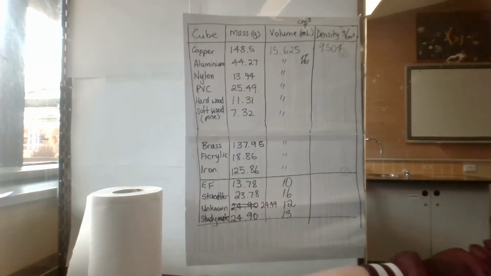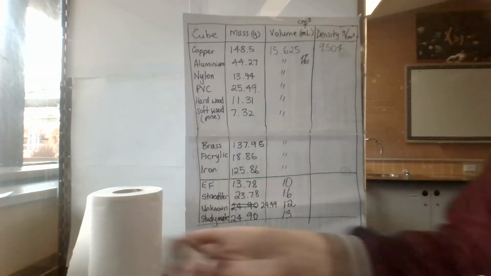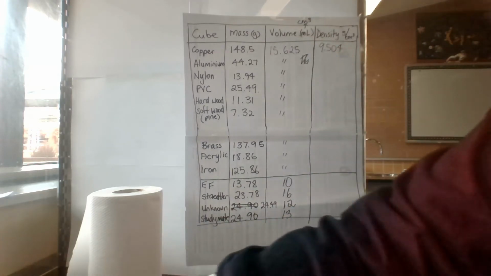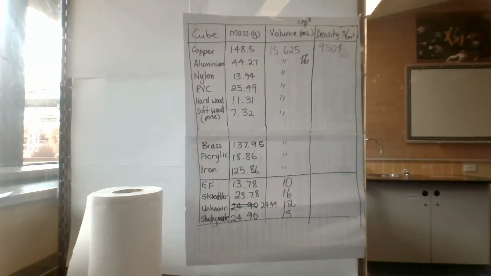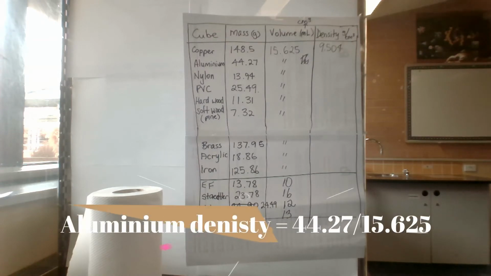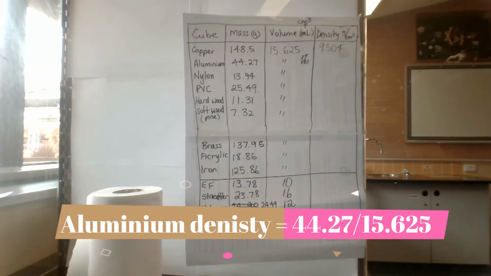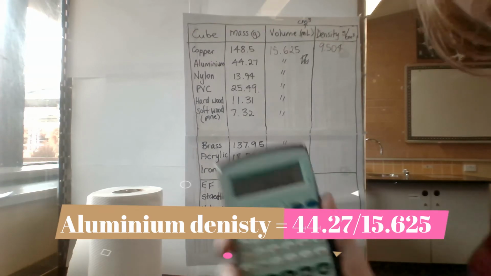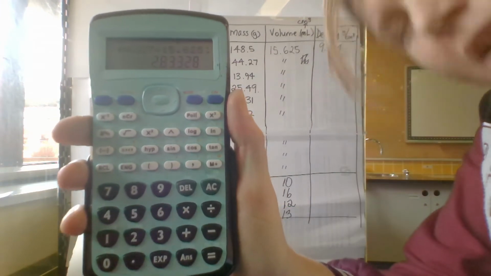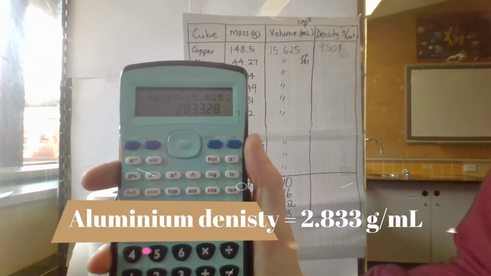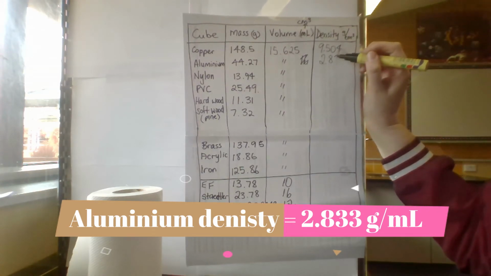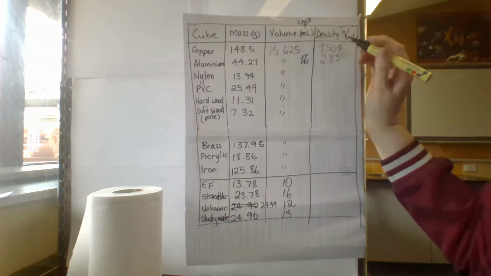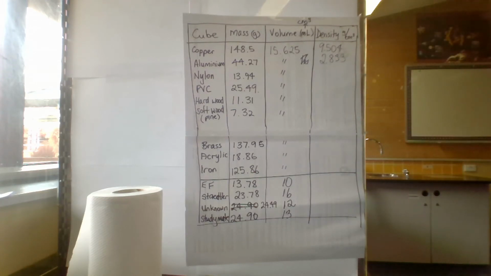Let's look at another one of the metals. We look at aluminium. So copper, that's its density. Let's look at aluminium. So aluminium, in the same amount of space, only had 44 grams. So let's do 44.27 grams divided by 15.625 equals. And I'll hold it up to you, and you can see that its density is 2.833 grams per cubic centimetre.